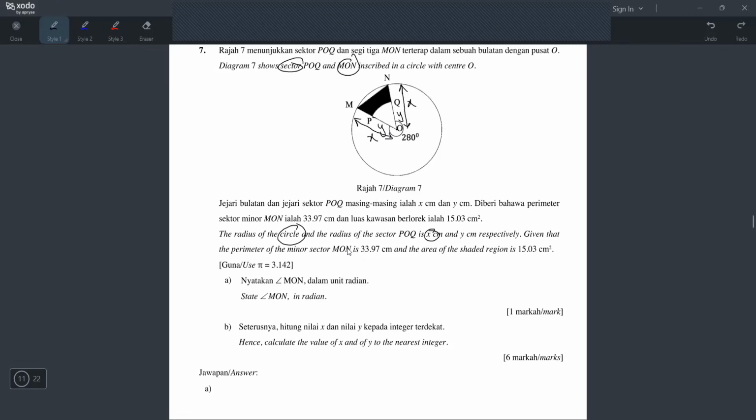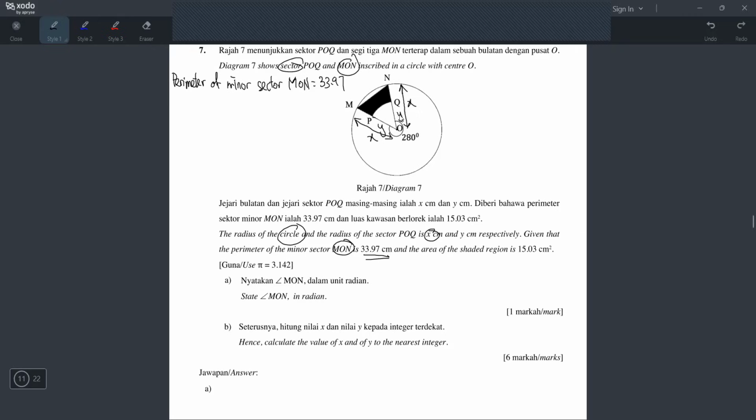Given that the perimeter of minor sector MON is 33.97, so they give us information. Perimeter of minor sector MON. Which one is sector MON? This one, this one, this one, right? This is the minor sector MON, so I think it's talking about this perimeter. It's 33.97. So I'll just write it: perimeter of minor sector MON equals 33.97, right?